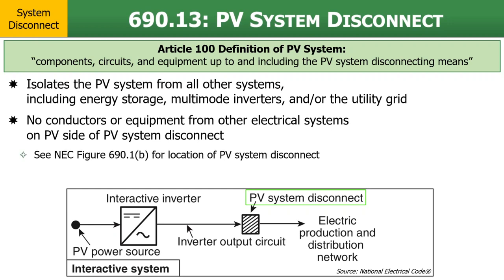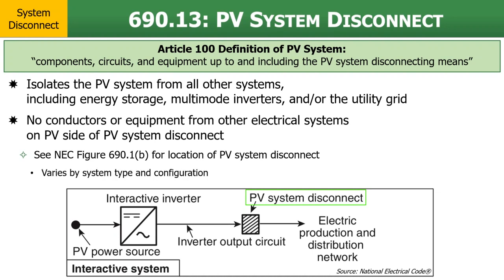Now, Article 690.1(B) has all those different diagrams for different types of systems. The interactive system, as we see here, AC coupled systems, which we'll see in another slide in a minute, DC coupled systems. And really, the important thing to know again is that this PV system disconnect is the point where the PV system ends. So anything outside of that PV system disconnect is not part of the PV system. Article 690 would not apply to those parts.